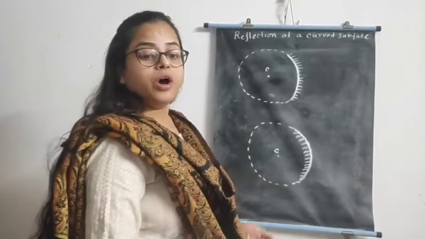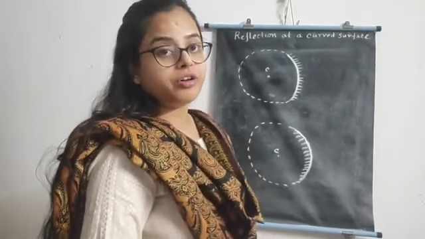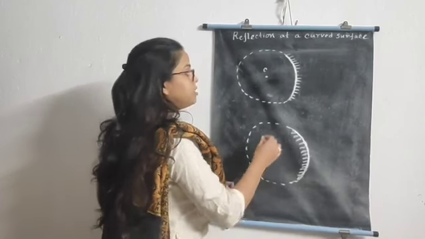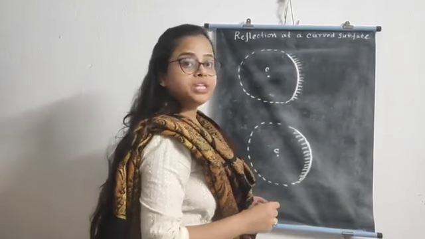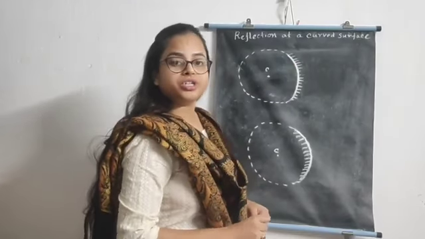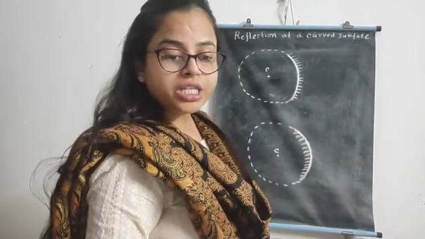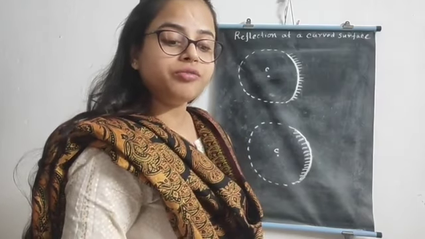Now here comes the second definition, that is center of curvature. This center C is the center of curvature. That means the center of the sphere of which the spherical mirror is a part is known as center of curvature. The definition will be: the center of the sphere of which the spherical mirror is a part is known as center of curvature of the mirror.